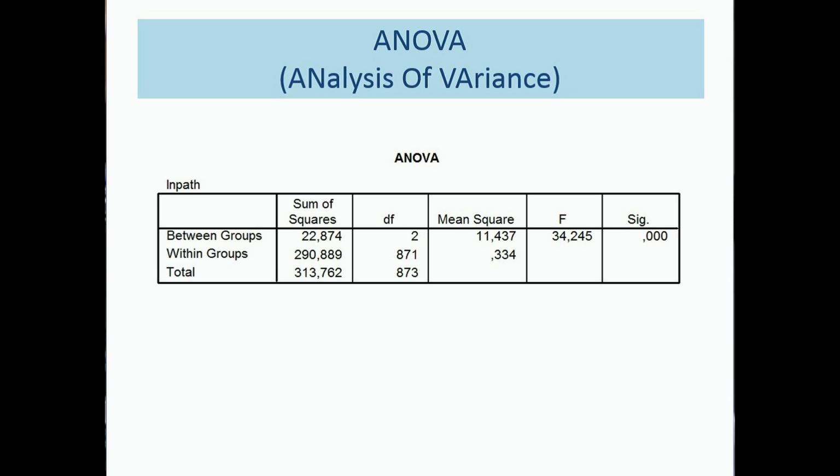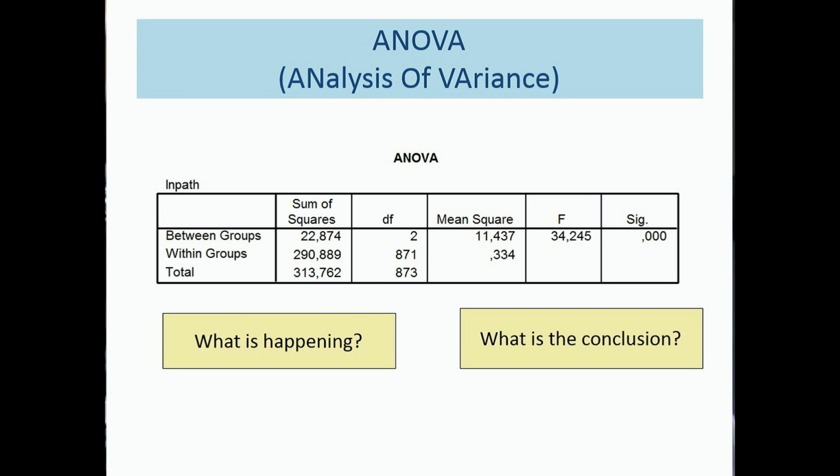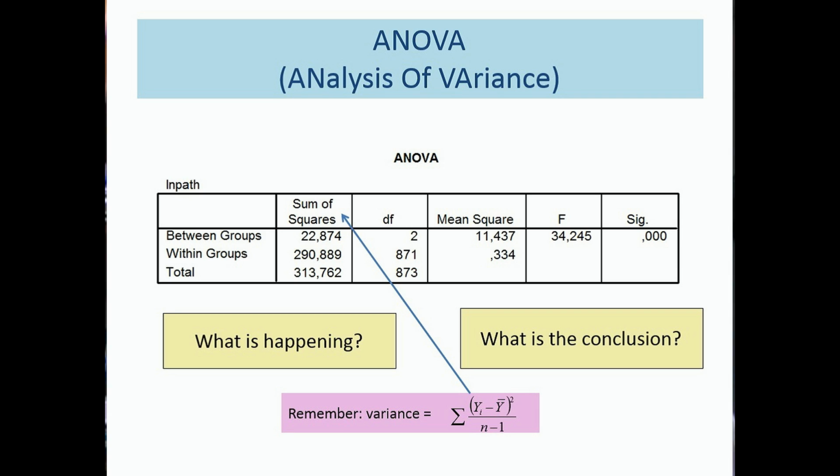This is the Anova table. Anova is short for analysis of variance. But what's exactly going on in the table? And what conclusion can be drawn? Well, to understand what's going on, it's important to realize that the definition of variance is given by the sum of all squared deviations divided by n-1. A sum of squares. It has something to do with the first column.